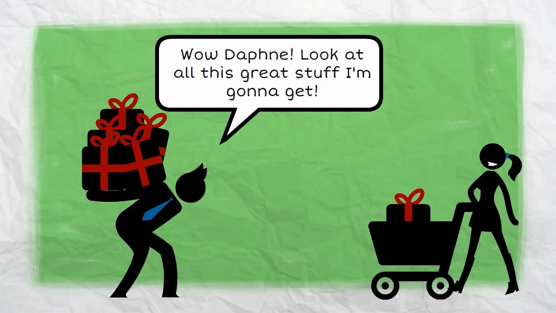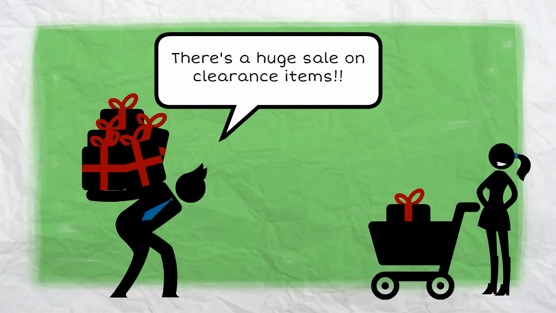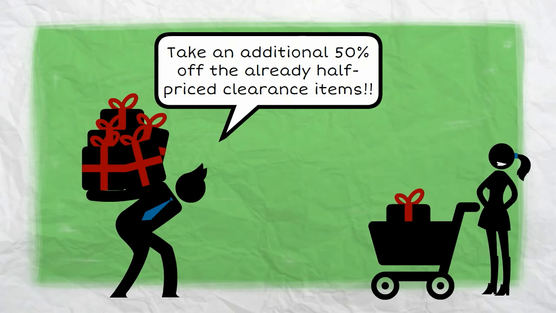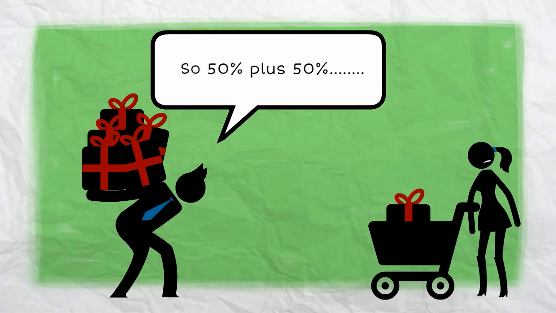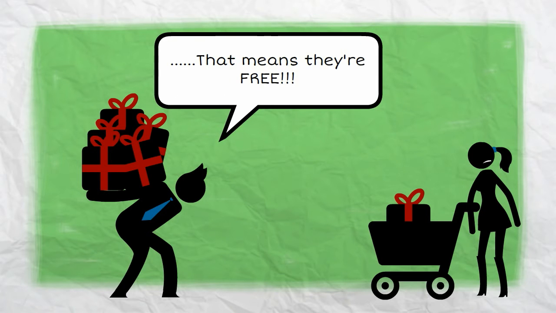Wow, Daphne, look at all this great stuff I'm gonna get. How in the world are you going to afford all that? There's a huge sale on clearance items. Take an additional 50% off the already half-price clearance items. So 50% plus 50%. That means they're free!